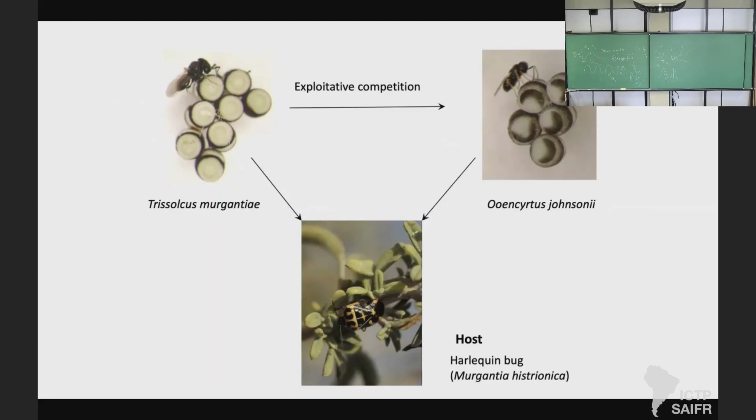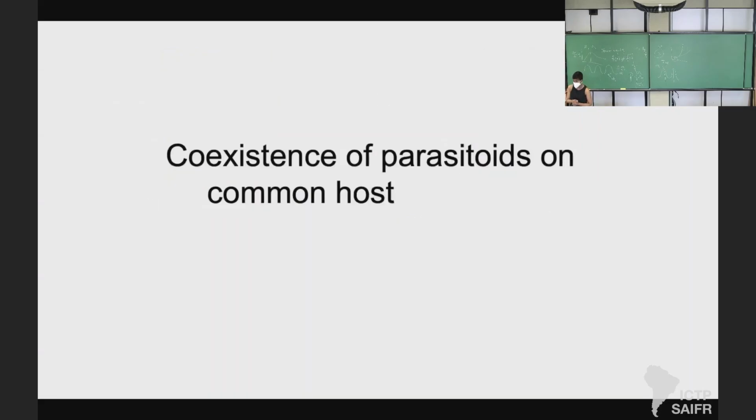They compete for host eggs, but in this system, Oencertus can parasitize eggs that have already been parasitized by Trisochus, and when there are two larvae inside the host egg, the larva of this species kills the larva of that species. So we have exploitative competition and intraguild parasitism. They engage in a trophic interaction as well as exploitative competition. We are going to ask the question: if there were no intraguild parasitism, could they coexist through differential responses to temperature variation?